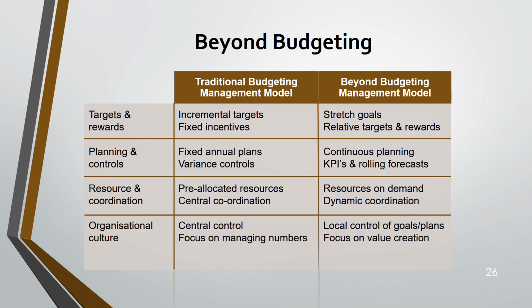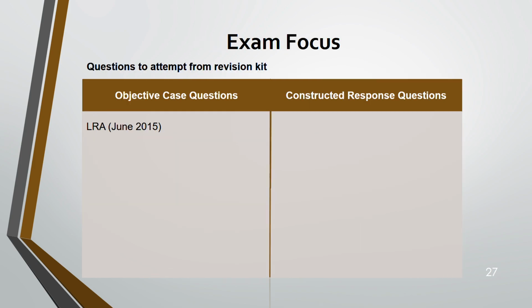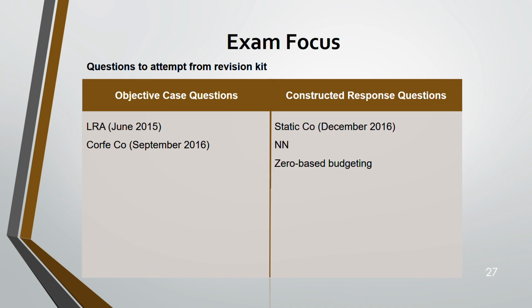Now, beyond budgeting, okay, local control of plan. Every department is controlling their own department because they know better what's working and not working. Okay. Then focus is not on managing number. It is to see whether value is created or not. If value is created, we'll spend. Okay. So value creation. So questions are LRA, Corp company, static company, and then zero based budgeting.